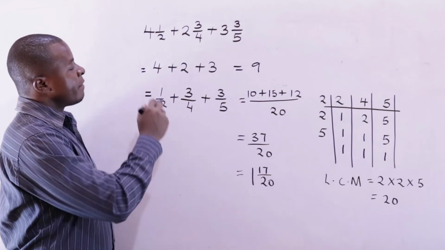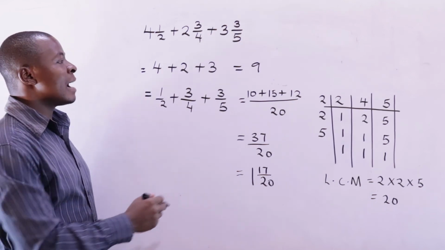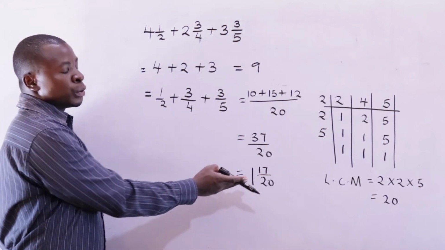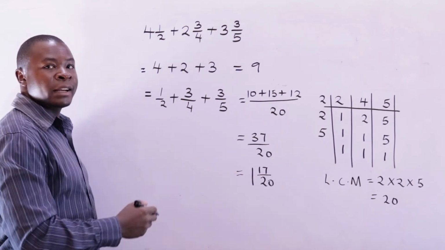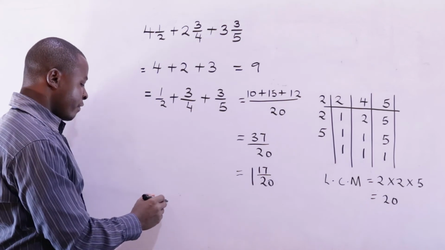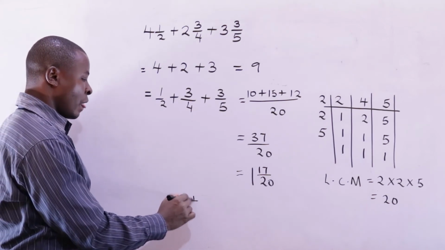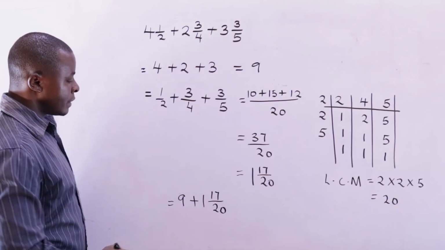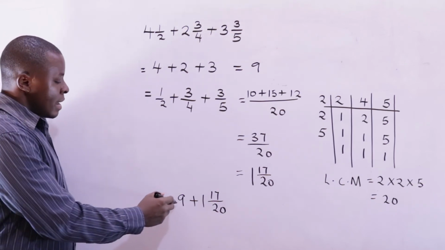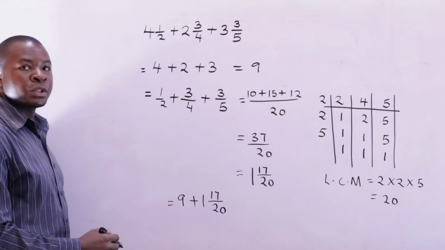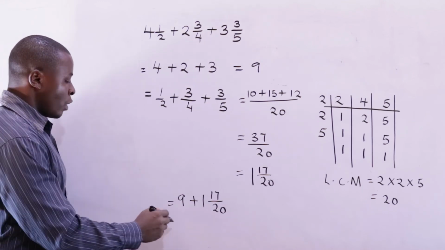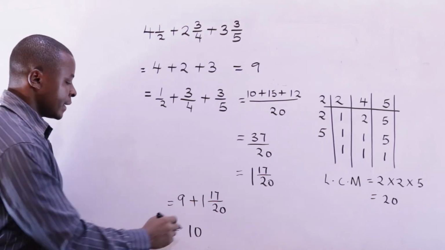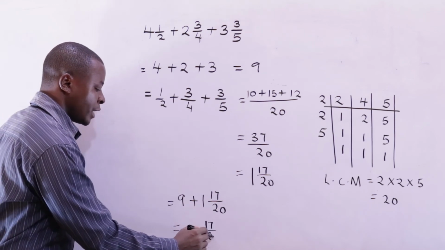Now, the first part, we had found our answer as 9. Therefore, we'll add the 9 to the value we found upon adding the fraction part. Therefore, we'll end up with 9 plus 1 and 17 out of 20. In this, we have 9 added to 1 because those are the whole numbers, of which we'll end up with 10. Then we have the fraction part 17 out of 20.